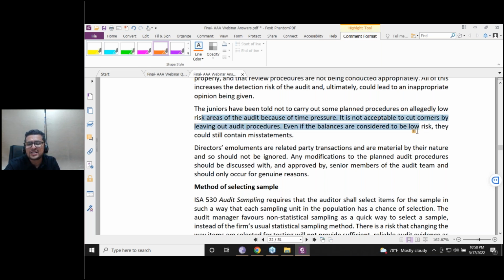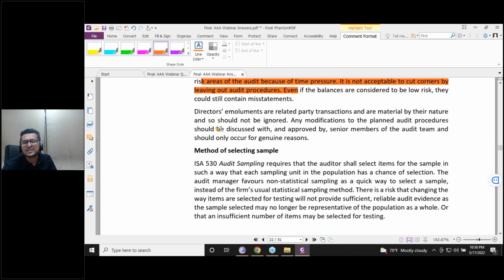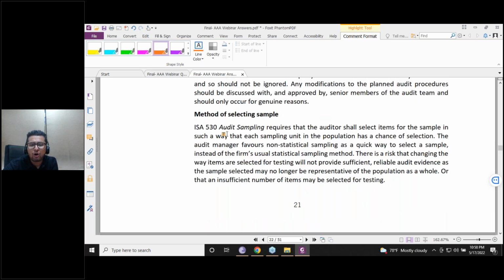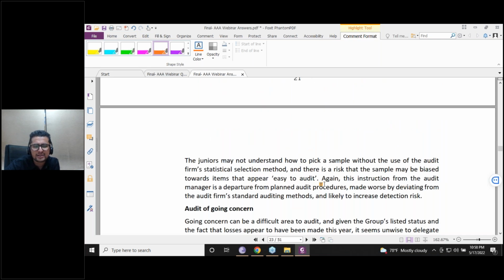Even if the balances are considered low risk, they could still contain misstatements. Directors' emoluments are related party transactions and they are material by nature. They should have been audited. And if they have to skip it, senior members of the audit team should skip something only if there is a genuine reason. They are not following the audit sampling techniques. So again, this creates threats.